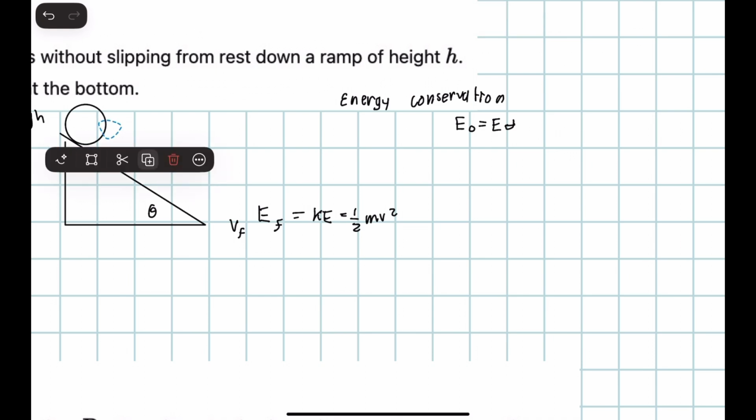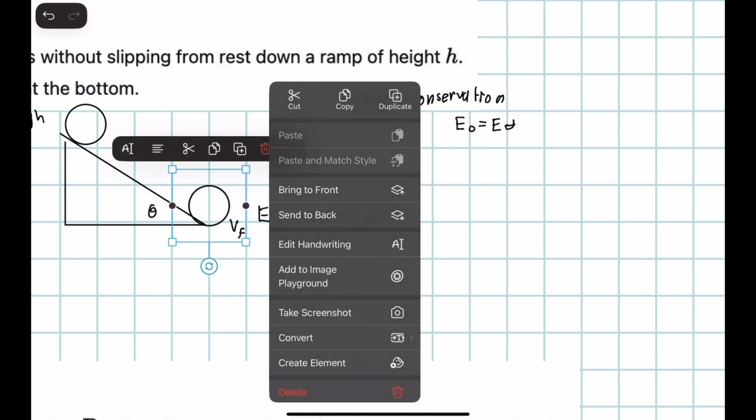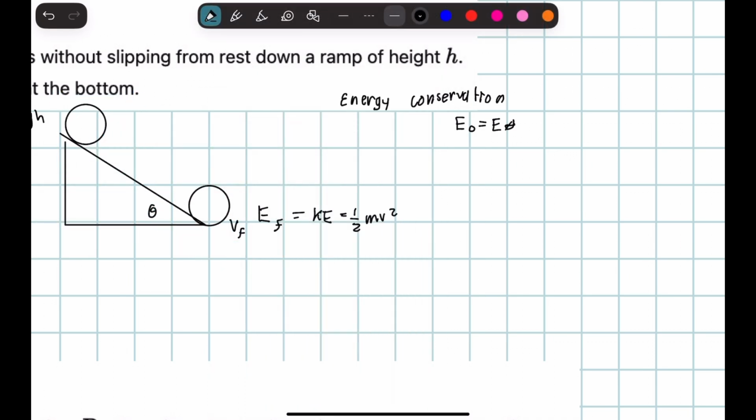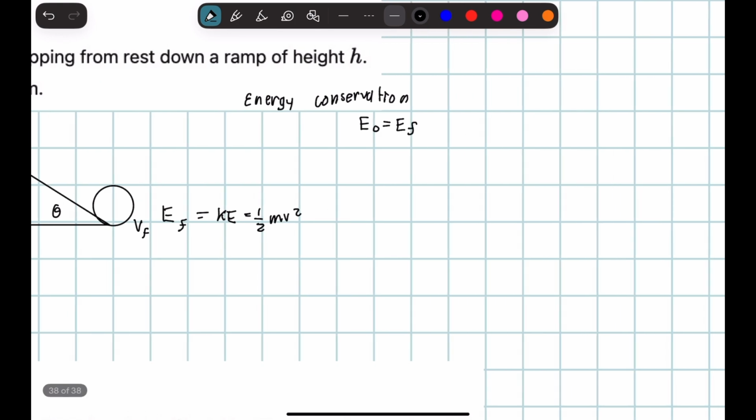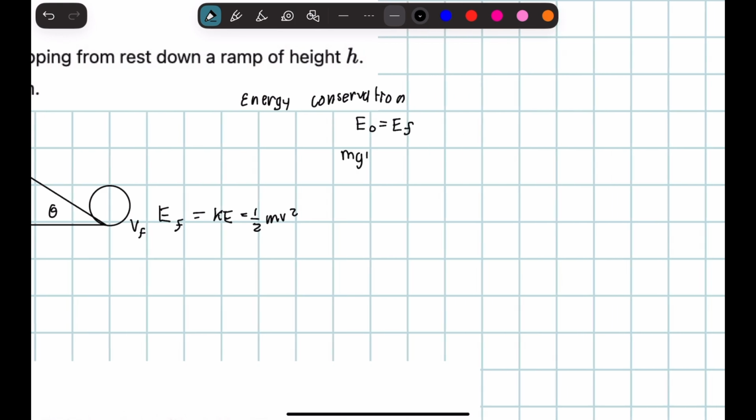Write this circle down here so we can visually represent that. And we have E, this is supposed to be an F. Now we can write this on both sides. We have mgh is equal to 1/2 mv squared plus 1/2 I times the angular velocity squared.